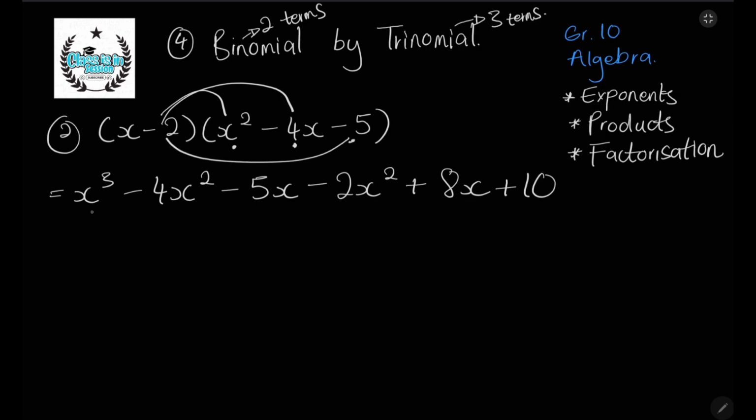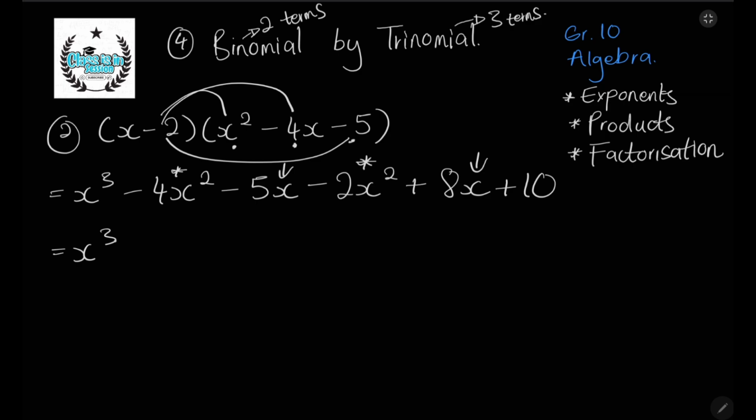Now let's look for like terms. We have x cubed. We write it as it is. Then negative 4x squared and negative 2x squared. Those are like terms. The negative 5x and 8x. 10 doesn't have a like term.